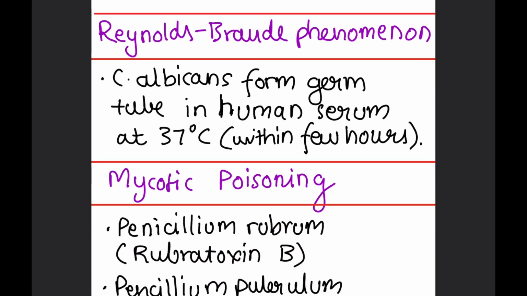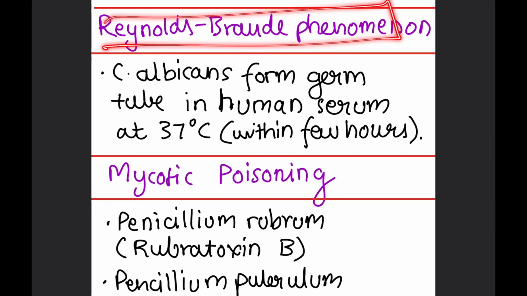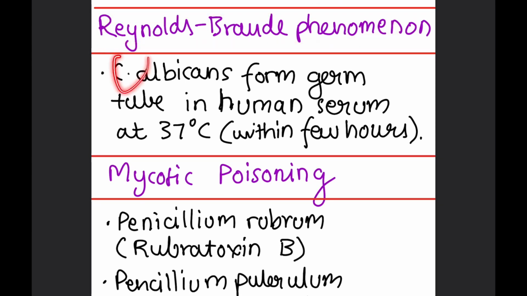And talking about Reynolds-Braude phenomenon, it is nothing but Candida albicans. It forms germ tubes in human serum at 37 degrees, that is within a few hours.